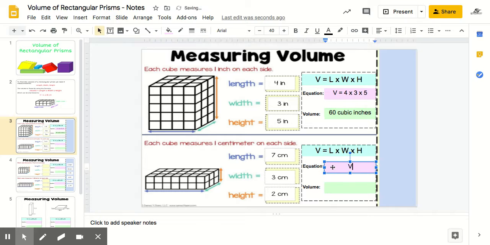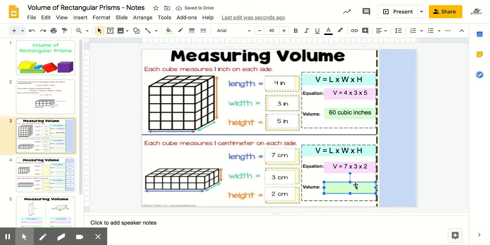So instead of writing L, I'm going to write in my measurement for L, which is 7. Now, instead of writing W, I'm going to write my measurement for W, which is 3. Notice how I'm bringing down my multiplication signs as well. And instead of writing H, I'm going to put in my measurement for H, which is 2.